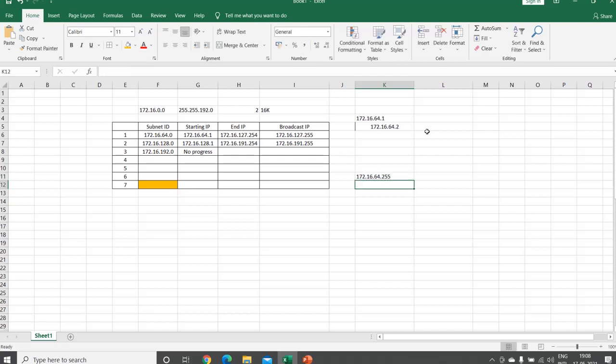172.16.64.255. Once that is the last address in this range, I'll immediately switch over to 172.16.65.0. So this is the network ID. I cannot use it. Then 172.16.65.1, and again this will go up to 172.16.65.255. All right. So after that 65, it will go with 66.